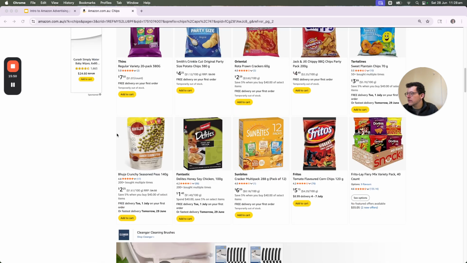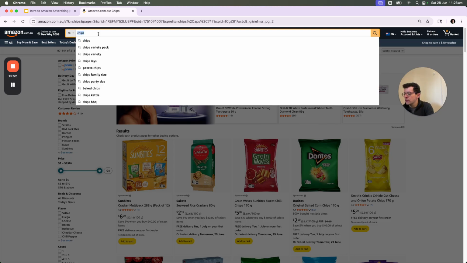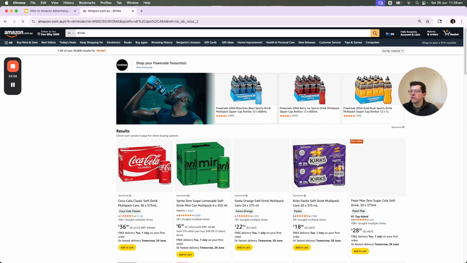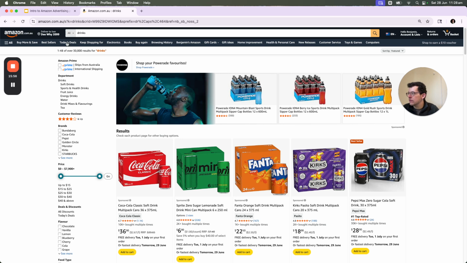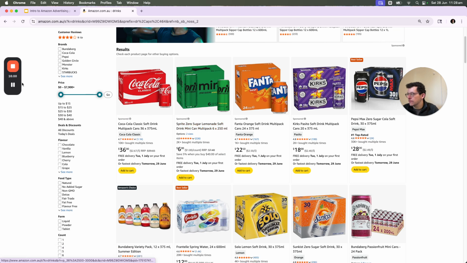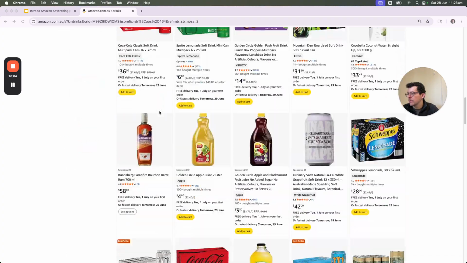The things to keep in mind, you can have a look at drinks to familiarize yourself with this. Similar scenario, Powerade at the top, and you've got Coke. All of these different sponsored placements.